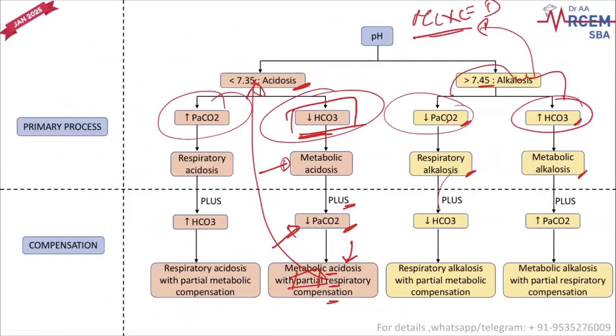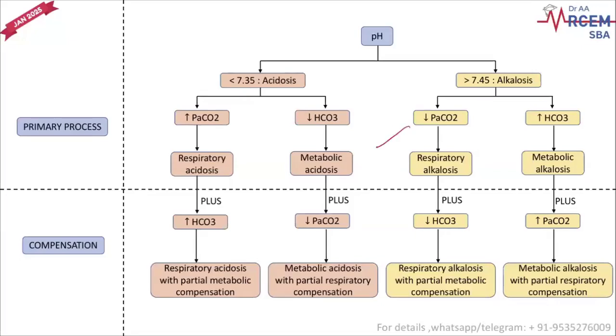Now we will see only respiratory alkalosis. So PaCO2 values are low. We call it a respiratory alkalosis. Along with this, if the bicarb is on the lower side, we call it a respiratory alkalosis with partial, again the term partial, metabolic compensation.